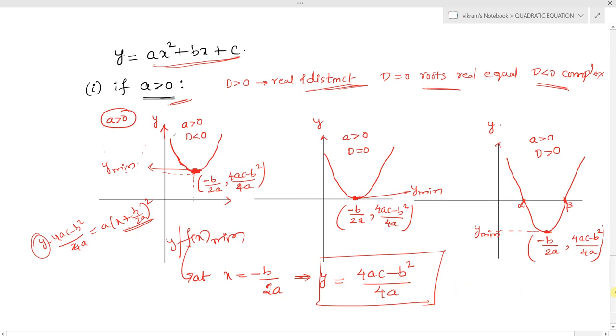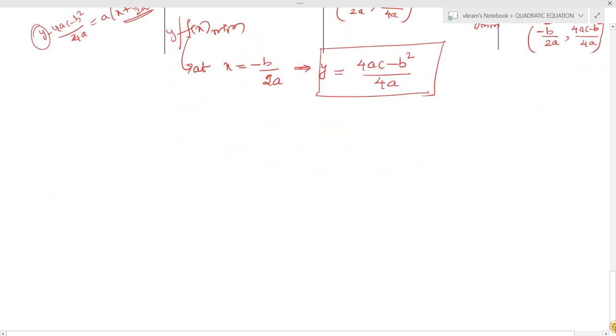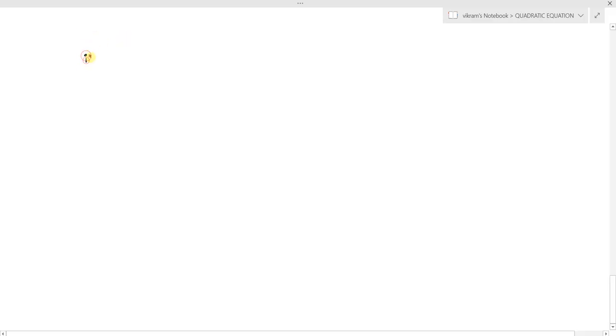Now we move forward to the another condition. If a is less than 0, that is the negative value of a, what will we get as the next condition?